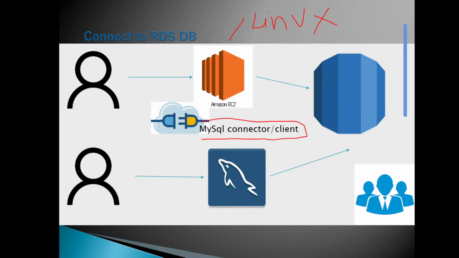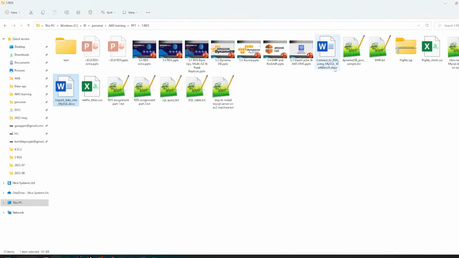You will find a client; you can say either. It's software you have to install on the EC2 machine, which will help you connect to your database. MySQL connector. So generally the word is connector. For different databases you will find different connectors, so you have to find the connector for your EC2 machine. It is already there here.